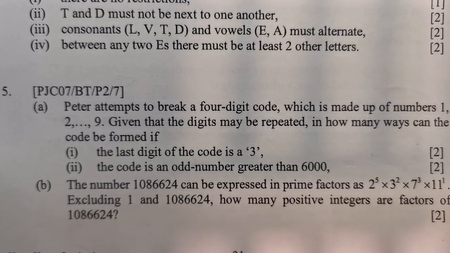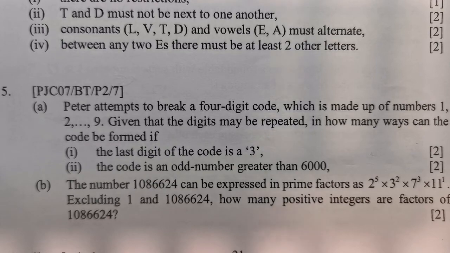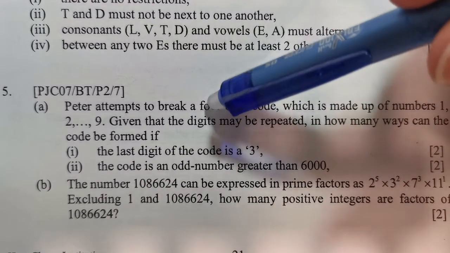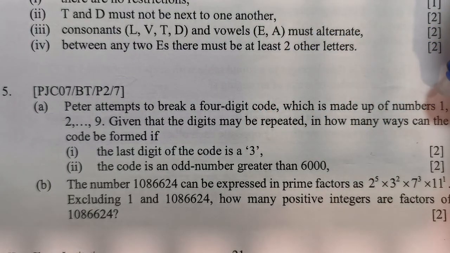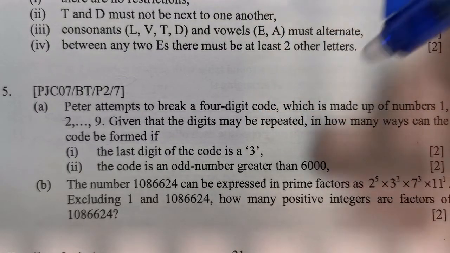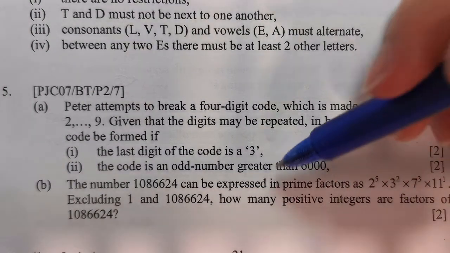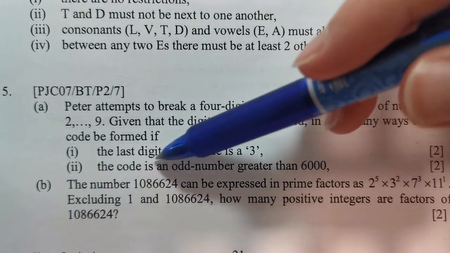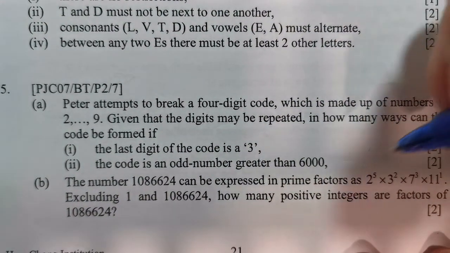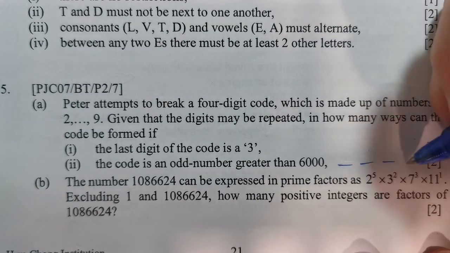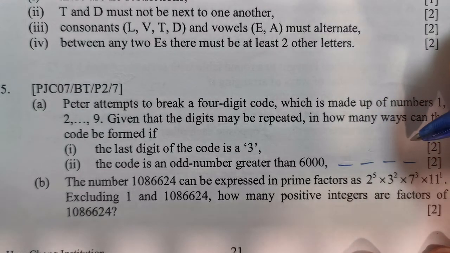So let me spend some time to touch a bit on question 5a part 2, which is basically: you have a 4-digit code made up of digits from 1 to 9. The digits may be repeated. How many ways are there to form a code that is an odd number greater than 6,000? So for this, you actually have 2 restrictions. It must be an odd number and it must be greater than 6,000.